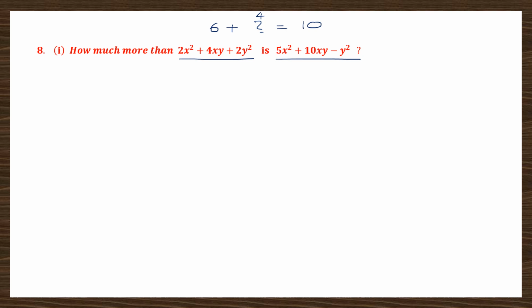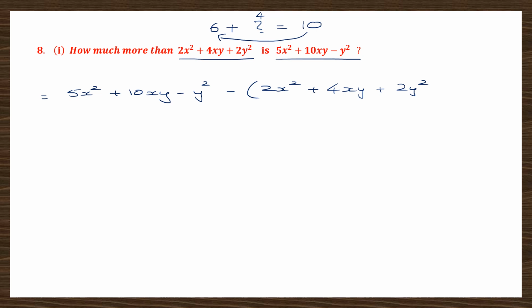Now how can we get that 4? Only when we subtract 10 minus 6. That means this one should come first, and we subtract this from this. So let's write this first. So this becomes 5x square plus 10xy minus y square minus 2x square plus 4xy plus 2y square.